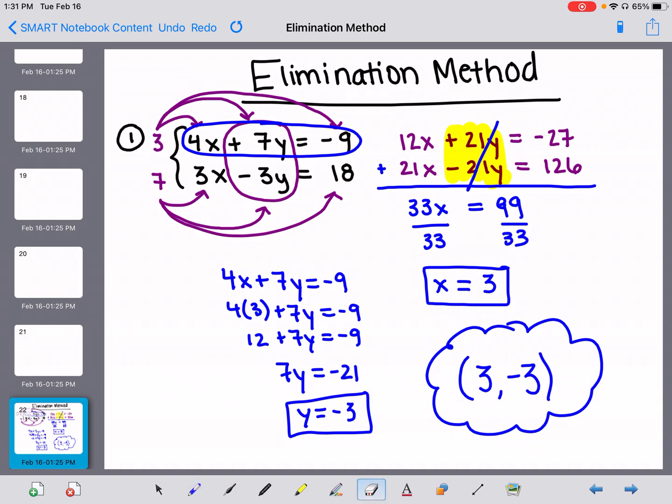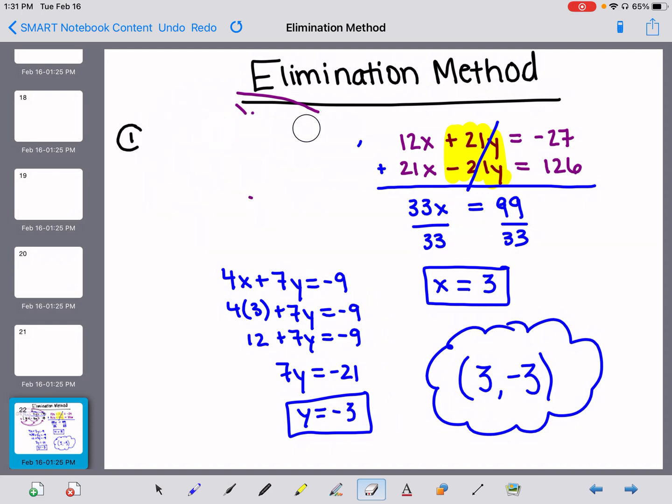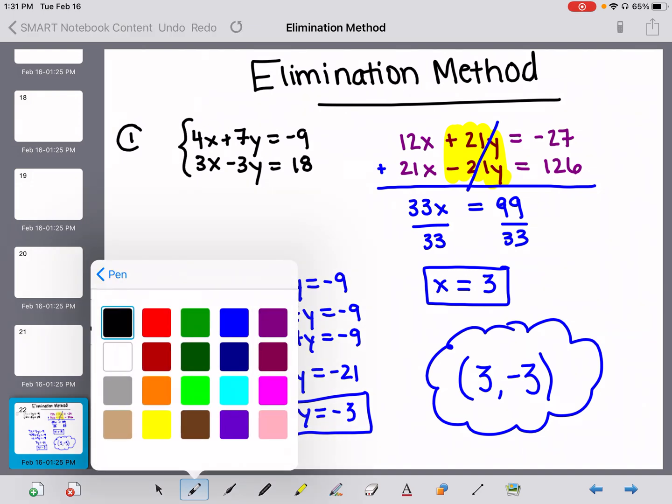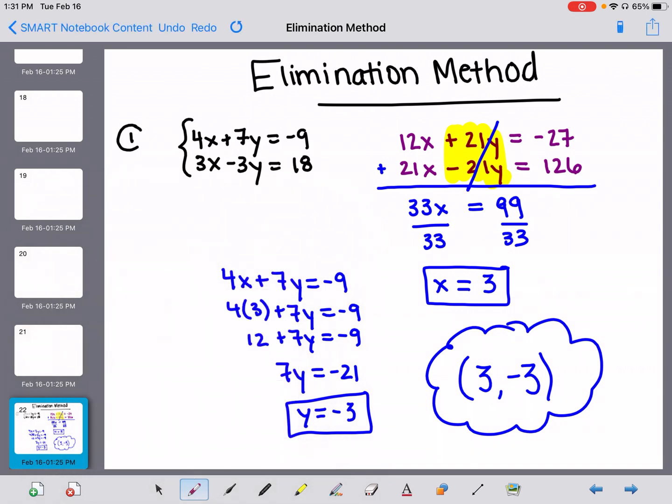Now, I want to go back and show you what would have happened if I had tried to eliminate the x's. You don't have to redo the whole question, but definitely watch this to make sure you understand. So we had 4x, and then we have 3x. If I had wanted to eliminate the x's instead, I just want to show you what those numbers would have looked like. 4 and 3 are not multiples of each other, so I'm going to take the 3 from the bottom equation, put it here, and the 4 from the top, put it here.